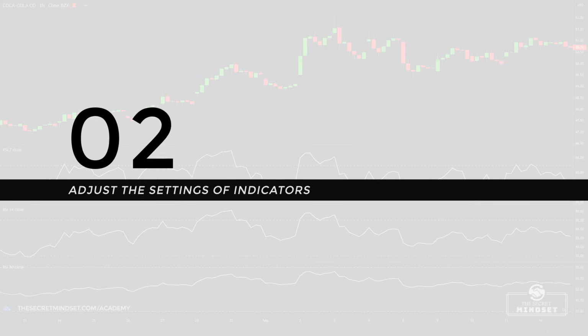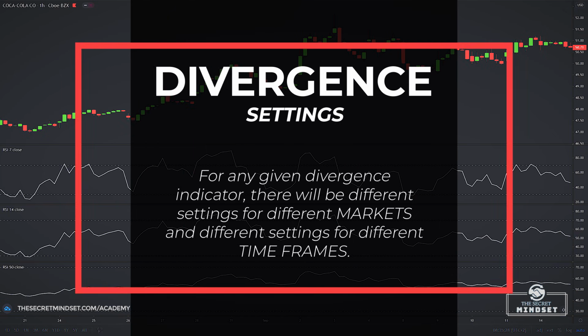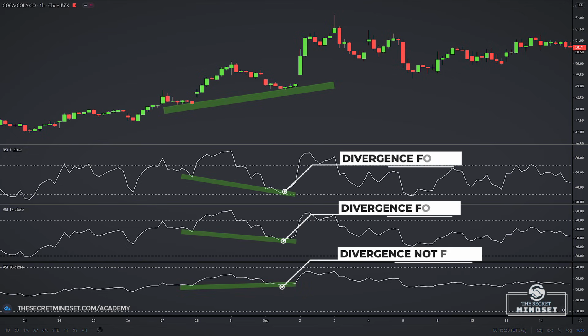Number 2. Adjust the settings of the indicators to identify divergences more easily. For any given divergence indicator, there will usually be different settings for different markets and different settings for different time frames. Let's say you prefer trading hidden divergences with the RSI. Here, the first two RSI settings were able to spot the hidden divergence, while the smoother RSI with a longer period was unable to find it.